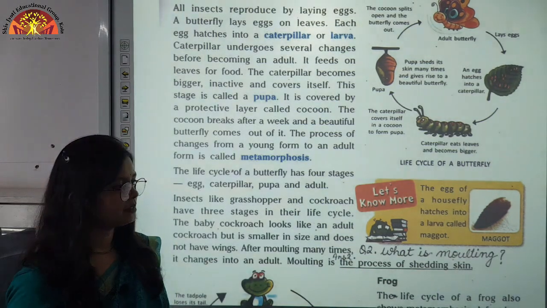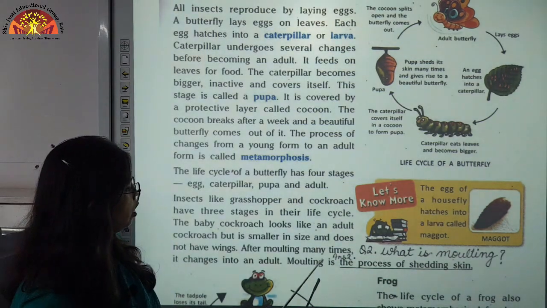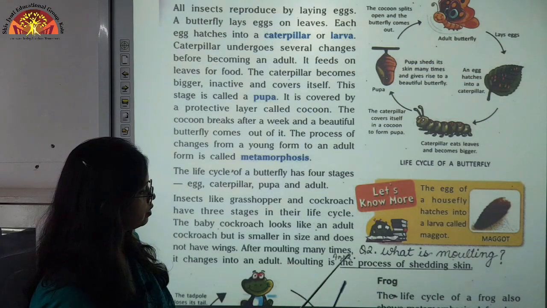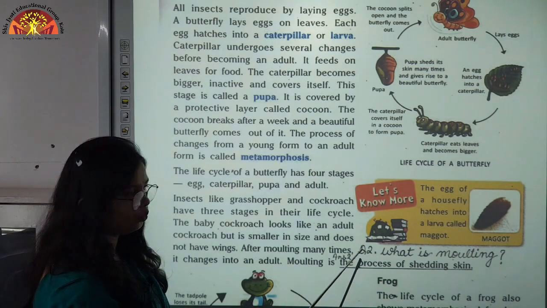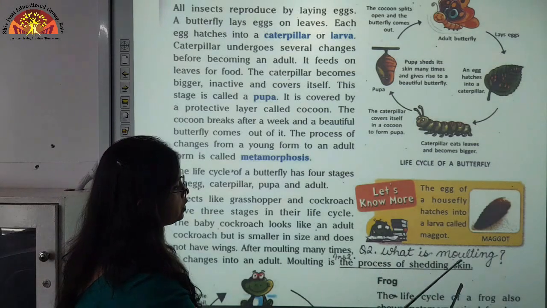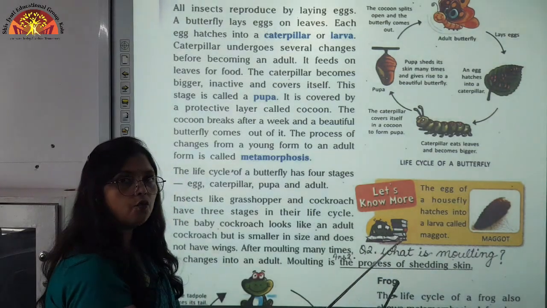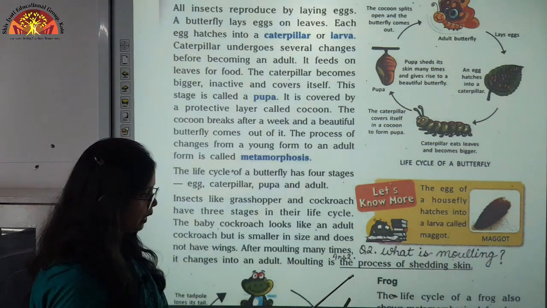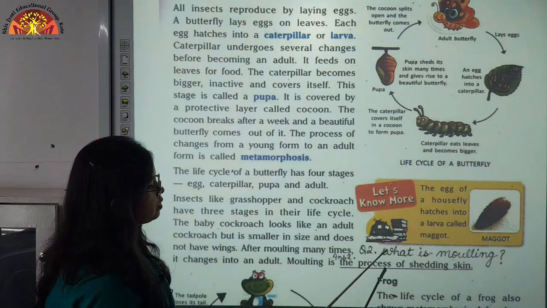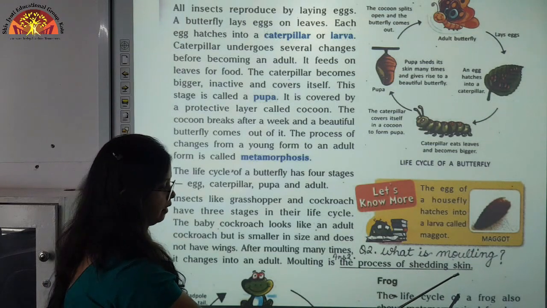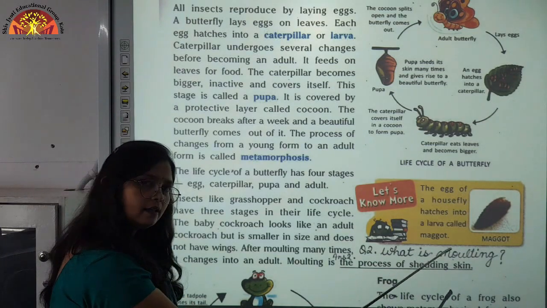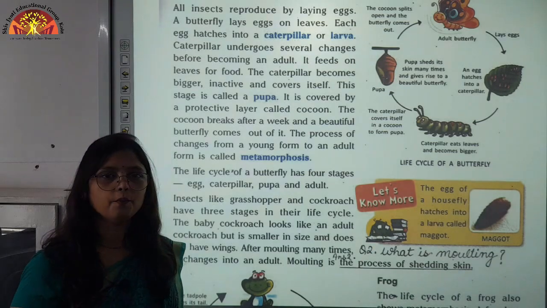So hold your pencils and write the internal question over this line, the last line of this paragraph. So you write the question, question number 2, what is molting? Question is, what is molting? So you mark the answer just below this: the process of shedding skin. Okay children, the process of shedding skin, we call it molting.